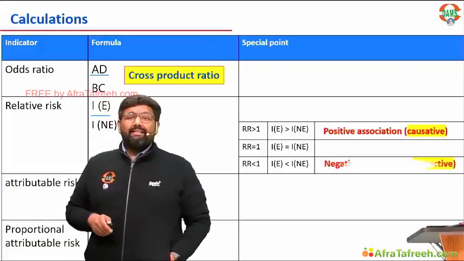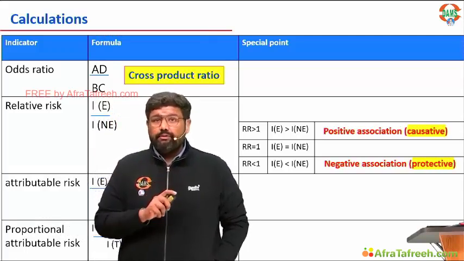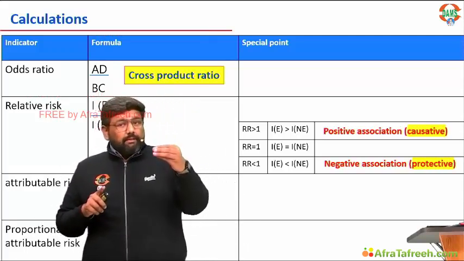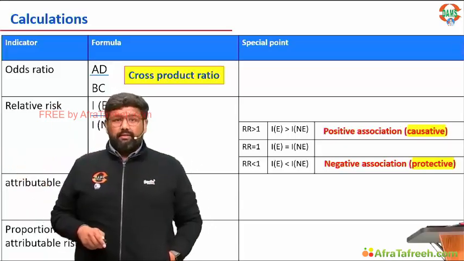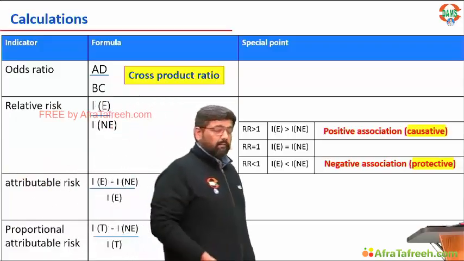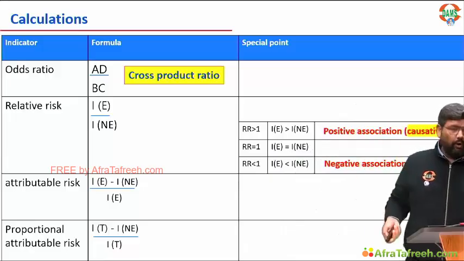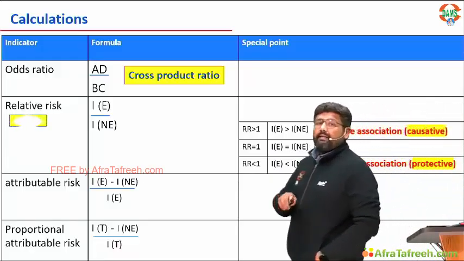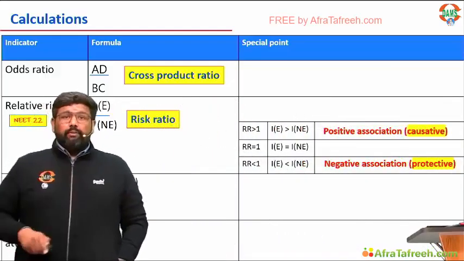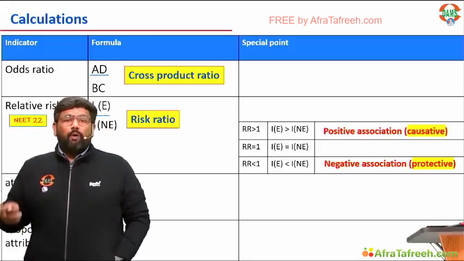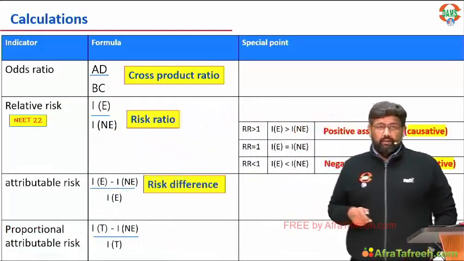If relative risk is less than 1, suppose 0.5, it means negative association. It means the risk factor is not causing the disease, it is protecting the individual from the disease, right? And if relative risk is 1, it means incidence exposed is equal to incidence non-exposed, so there is no association. The same question came in NEET PG 2022. The other name for relative risk is risk ratio.